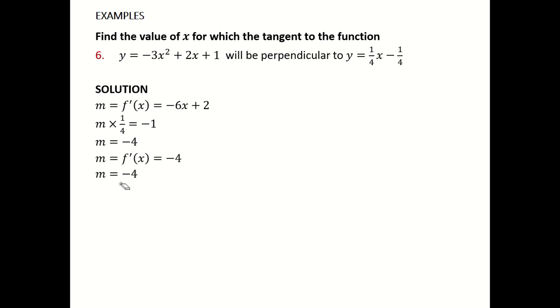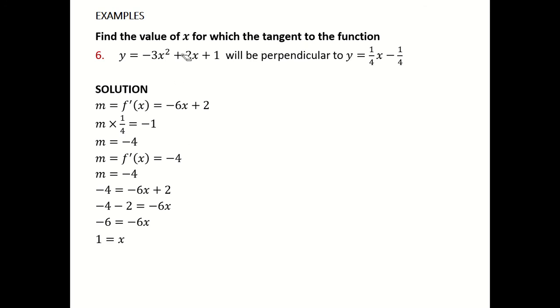Where there's m, I'm going to substitute -4. So basically, -4 will be equal to 6 minus 6x plus 2. And then you just solve for x, transpose this to the left-hand side. You will have -4 minus 2. On the right-hand side, you'll be left with -6x. Divide by -6, you will get x is equals to 1.